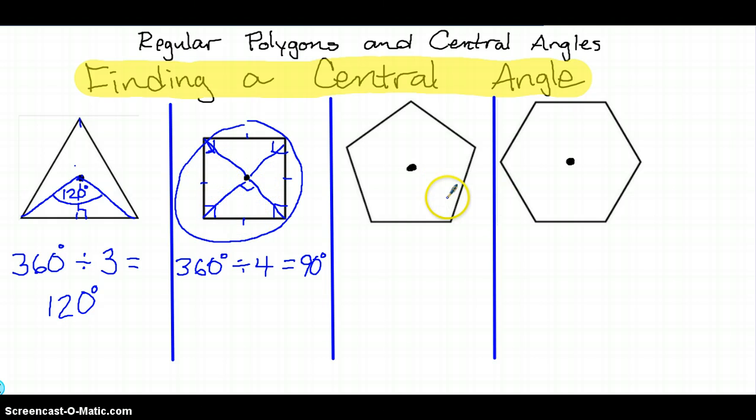I'm going to let you guys do the pentagon on your own, and then I'll show the example, and the same will be for the hexagon after that. So get to work.